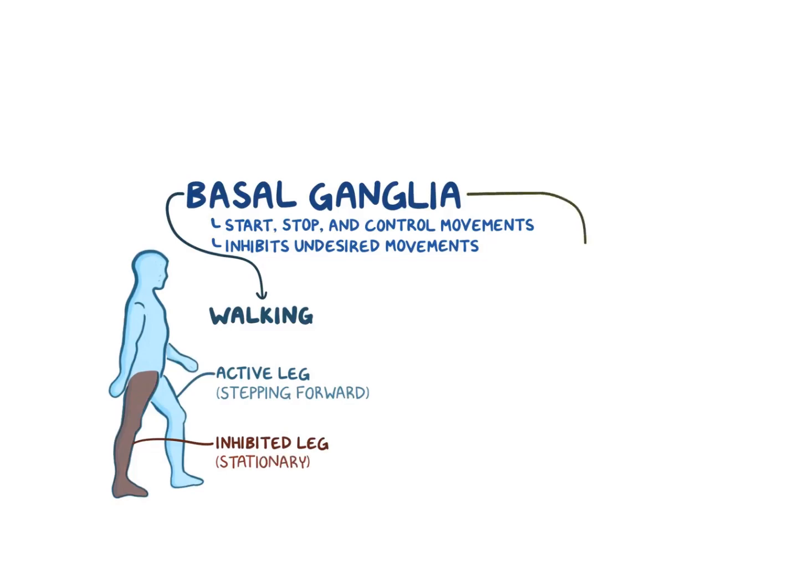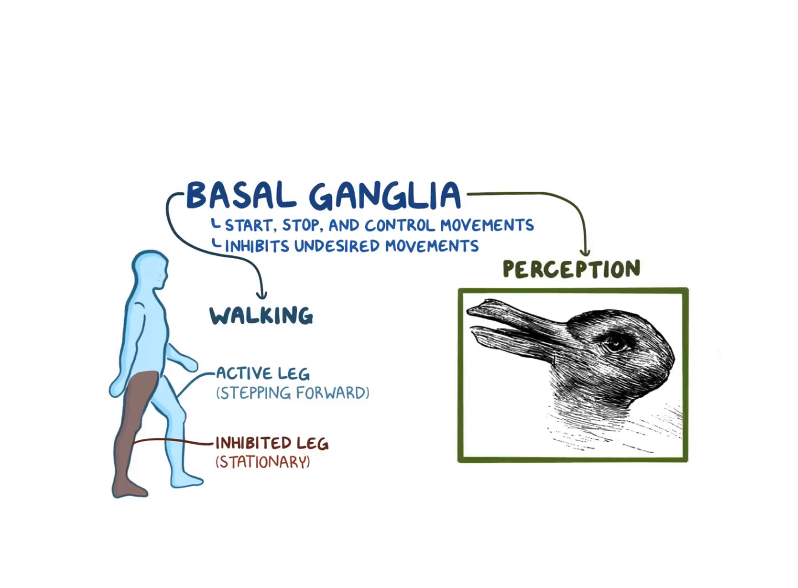Additionally, the basal ganglia is involved in perception. Let's take a look at this picture as an example. You can either see a rabbit with its two long ears, or a duck with its beak, and you can choose which animal to see, but you can't see both simultaneously, because the basal ganglia stimulates the vision of one while it inhibits the vision of the other one. For this reason, the brain can only perceive one image at a time.